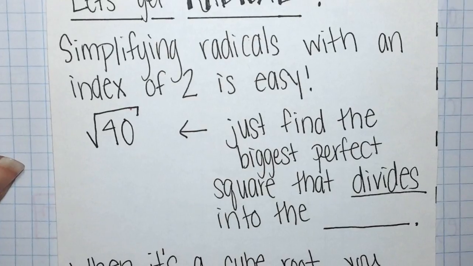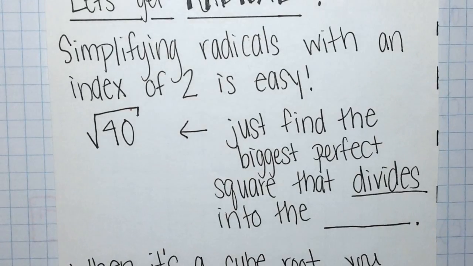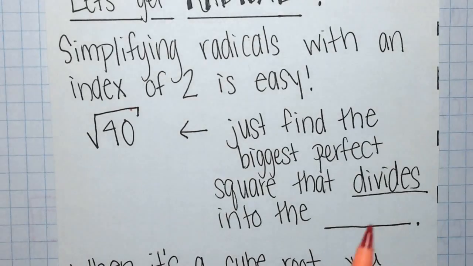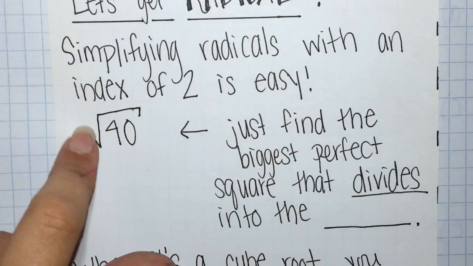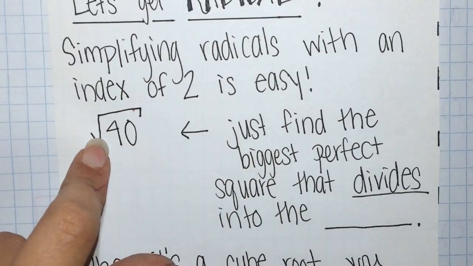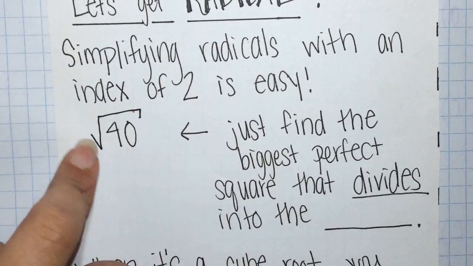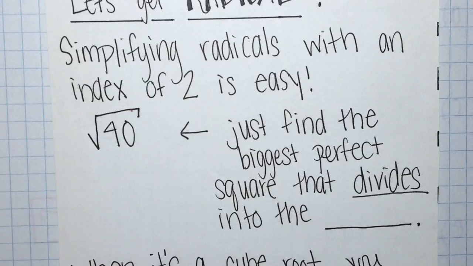How do we know what the index is? This number right here is the index. If there's not a number here, it's 2. Good. Take a point.